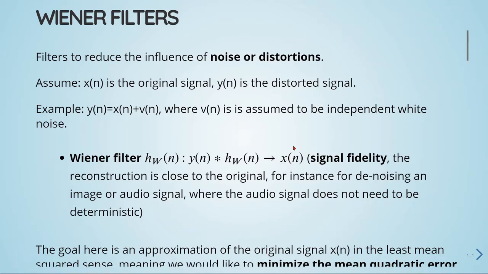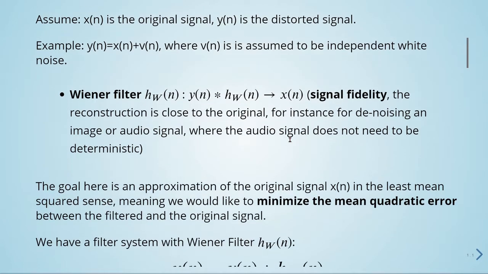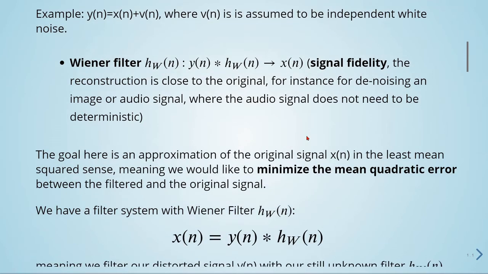Signal fidelity means the reconstruction is close to the original. For instance, for denoising an image or audio signal, where the signal does not need to be deterministic. The goal here is an approximation of the original signal in the least mean square sense, meaning we would like to minimize the mean quadratic error between the filtered and the original signal.